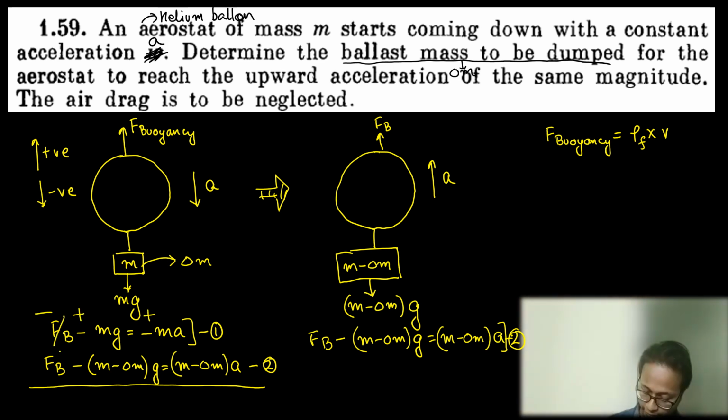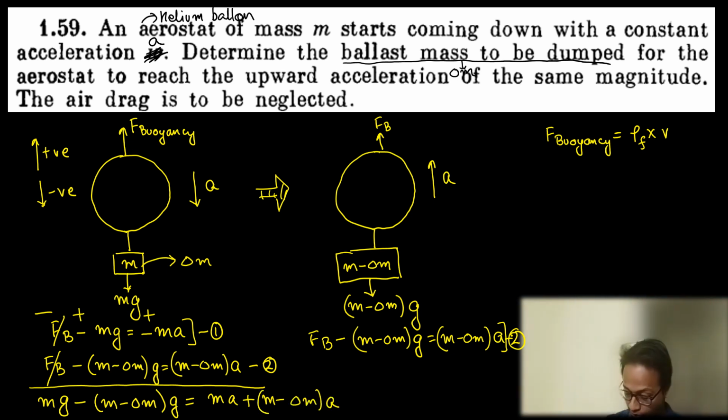So Fb and Fb get cancelled. So it would be mg minus (m minus delta m) into g is equal to ma plus (m minus delta m) a. Now from this equation, what do I need to isolate? I need to isolate the value of delta m.